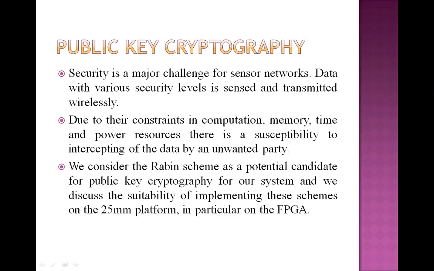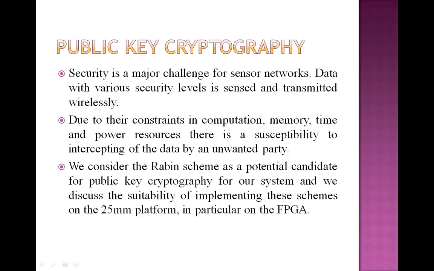Due to their constraints in computation, memory, time and power resources, there is a susceptibility to interception of the data by unwanted parties. We consider the Rabin scheme as a potential candidate for public key cryptography for our system, and we discuss the suitability of implementing this scheme on the 25mm platform, in particular on FPGA. Due to the potentially sensitive nature of the communication between the sensor nodes, the confidentiality and the integrity of data must be assured. Both can be achieved by encrypting the communication.